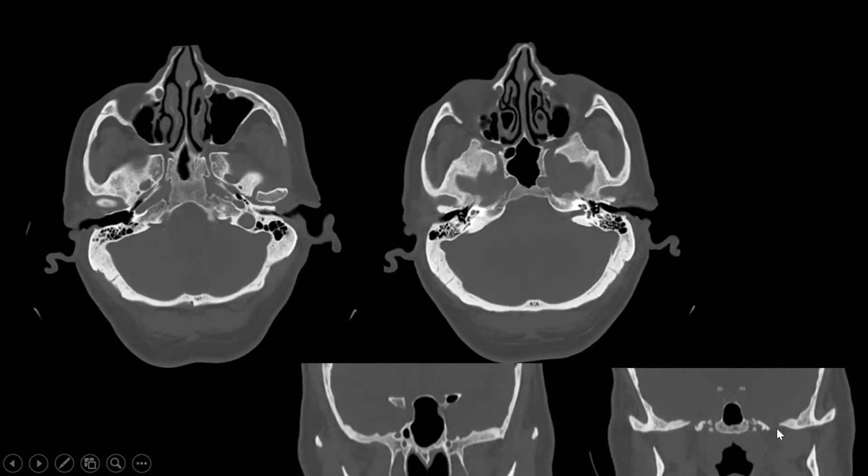Also, I'll show the foramen ovale, which we can see here. This is the skull base. We can see the symmetrical defects along this side. These are the foramen ovales. On axial, we can see the foramen ovale in this region.